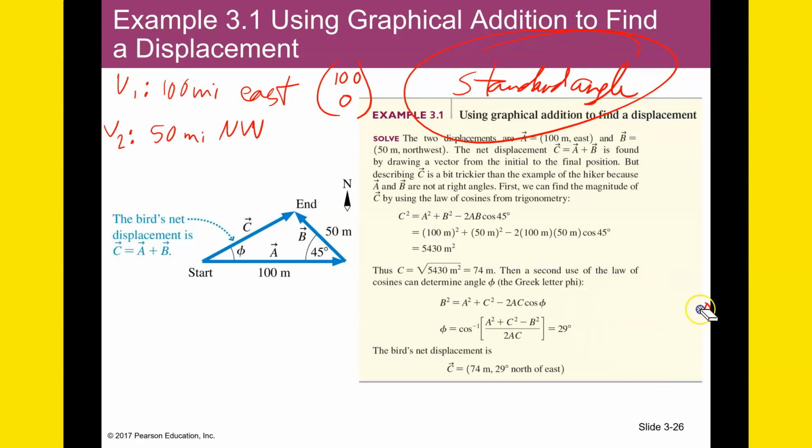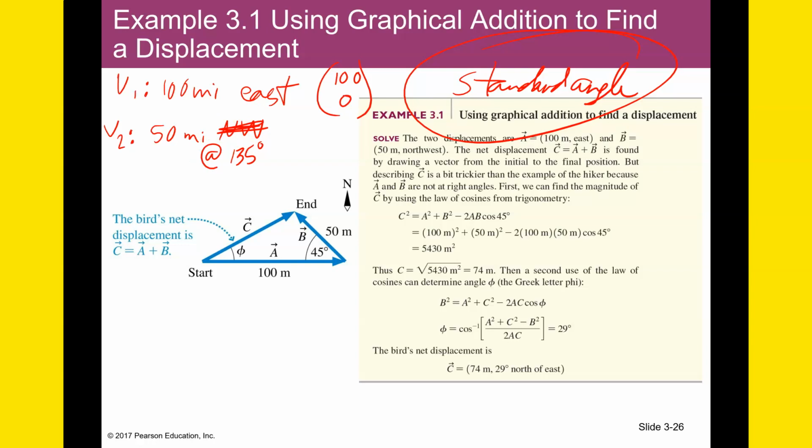So if we're talking about northwest, northwest would be right here. And it would be 90 plus what? Plus 45. So that overall, my angle would be 135 degrees if I write it as a standard angle. And if you do that, that's going to make it very easy. So instead of northwest, I'm going to say at 135 degrees.